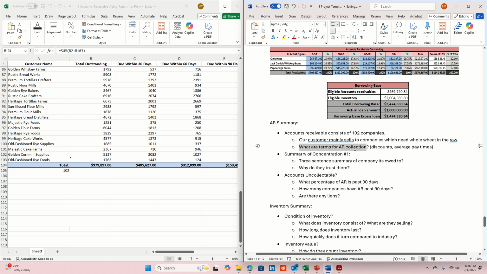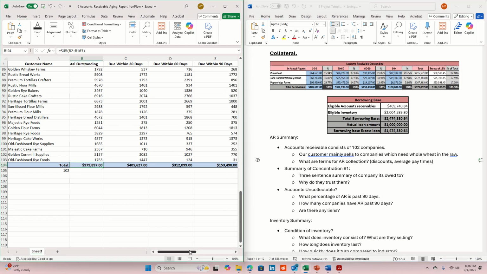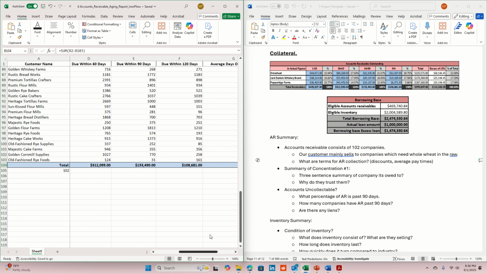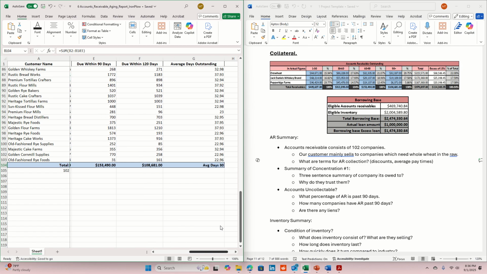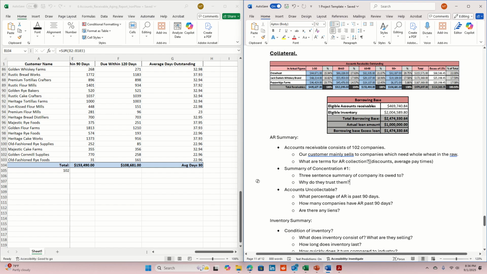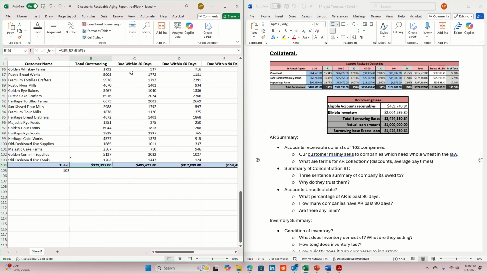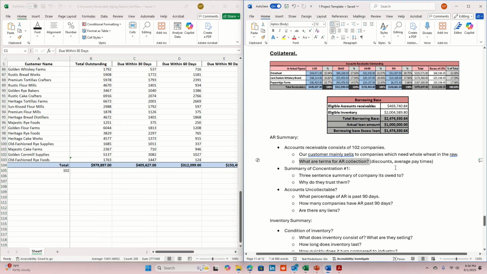Okay, what are the terms for AR collection? Discounts, average pay times. So it looks like they offer a 30-day term, 60-day term, 90-day term, and 120-day term. And they don't offer any discounts. If they did have discounts, it would say so in front of due within 30 days, and there would be something here that says discount, right?